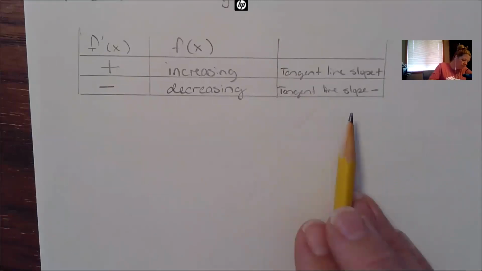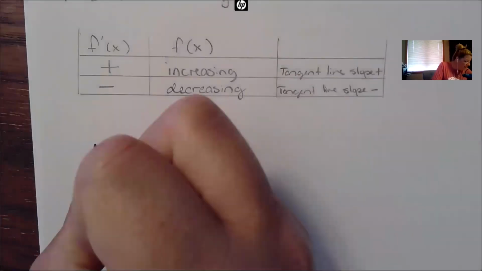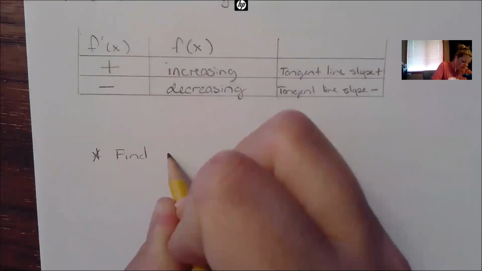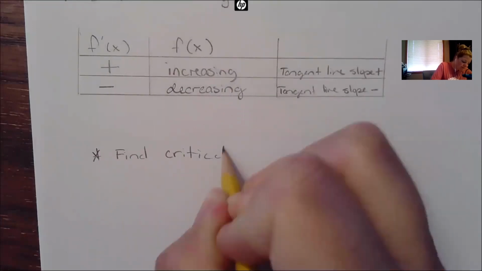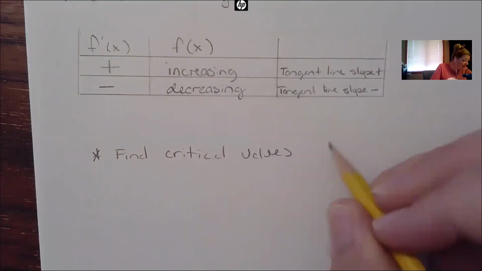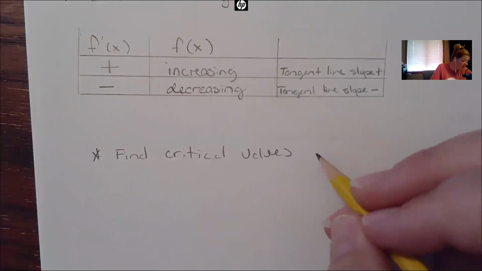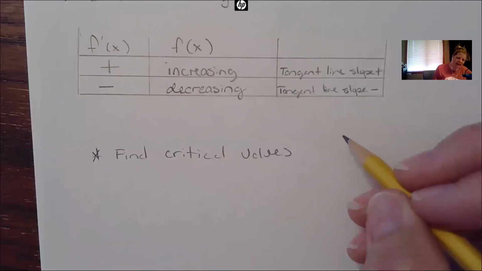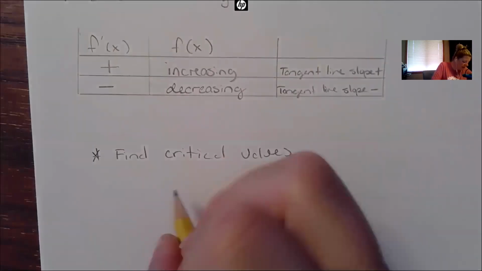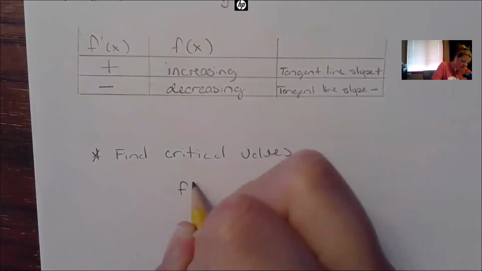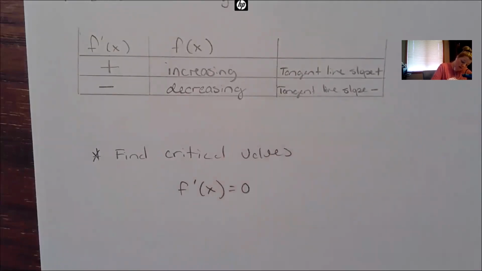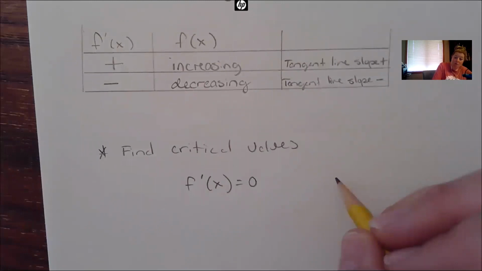So this is our process. We're going to find critical values, and use test points to see where you're increasing or decreasing. To find our critical values, we're going to let the derivative of the function equal 0 and solve. That's where we're going to start.